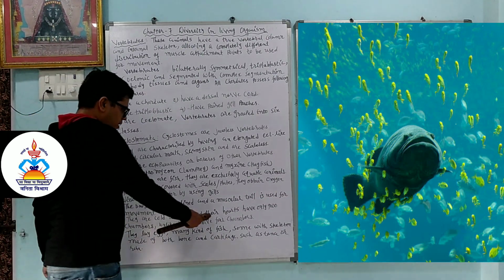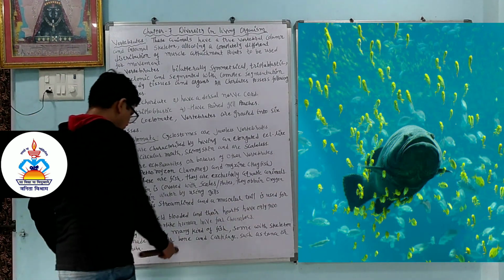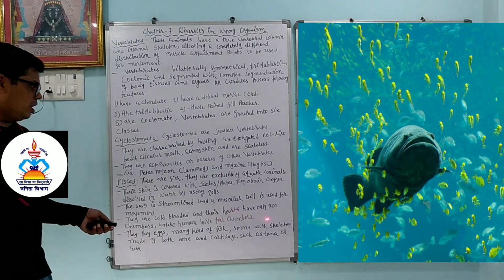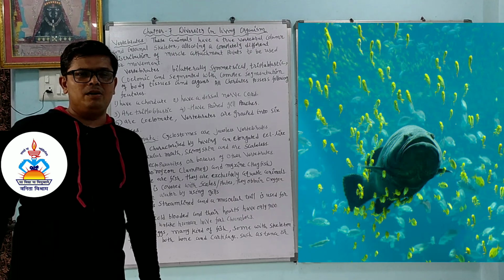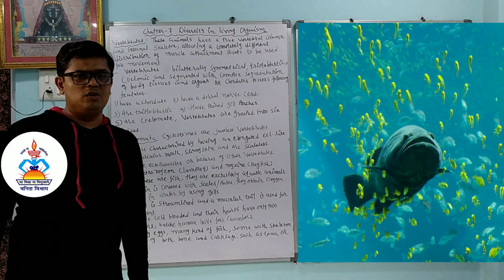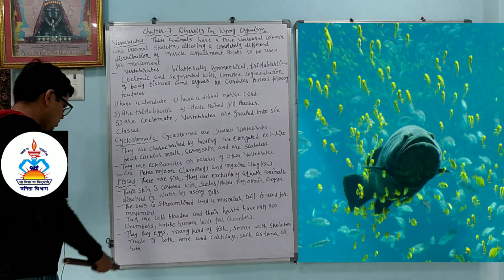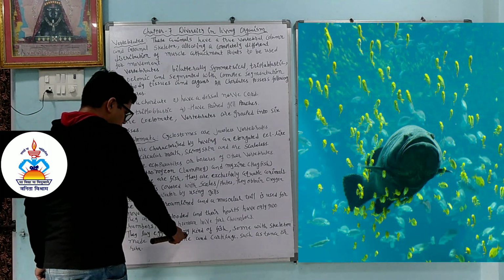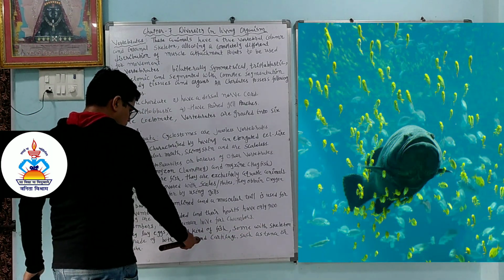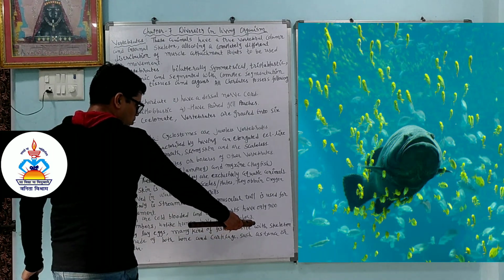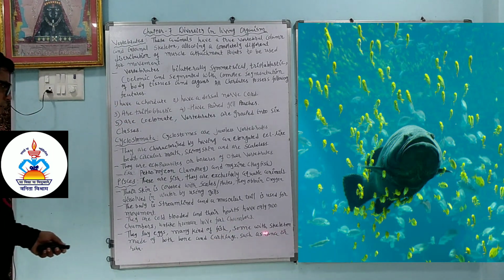They are cold-blooded and their heart has only 2 chambers. The human heart has 4 chambers, with the upper part called the atrium and the lower part called the ventricle. Here they have 2 chambers. They lay eggs. Many kinds of fish have a skeleton made up of both bone and cartilage, such as tuna and rohu.